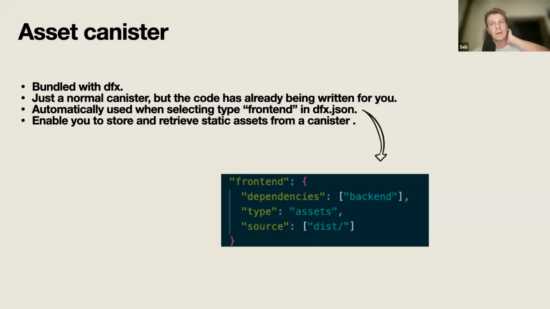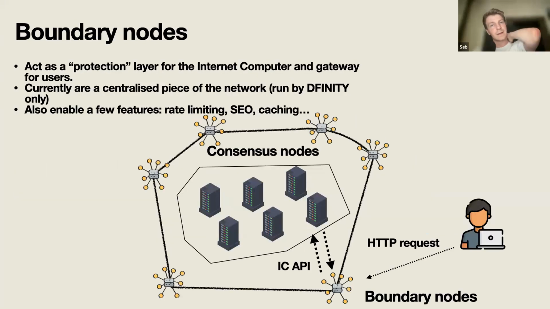Actually, I said that canisters can answer HTTP requests, which is true if we simplify, but in reality, it's a bit more involved than that. You have something called boundary nodes. So you can see the drawing here, and you essentially have 2 layers of nodes within the IC. So you have the consensus nodes. That's the ones we've been talking about. Those are the ones where the canisters are living, where the files are stored, and so on.